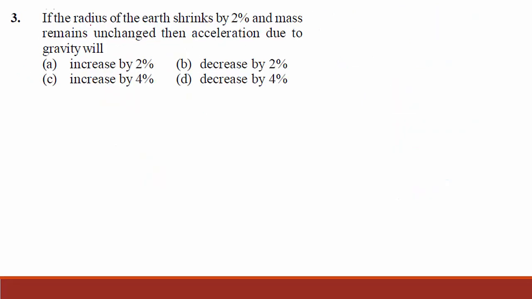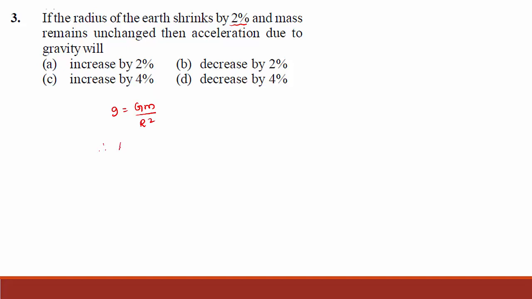The third question is, if the radius of the earth shrinks by 2% and mass remains unchanged, then acceleration due to gravity is. See here, acceleration due to gravity at the surface of the earth is given by the equation g equal to capital G into m divided by r square. This is acceleration due to gravity at the surface of the earth. Here, the radius of the earth is decreased because it is shrinking by 2%.